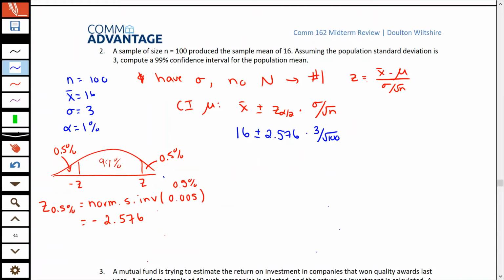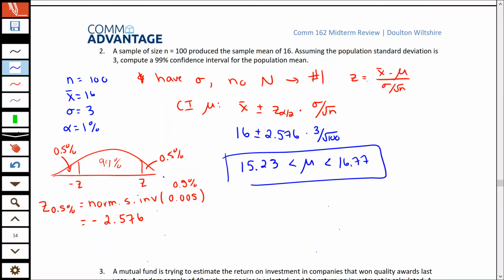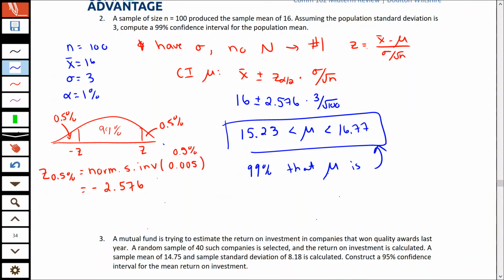And so that confidence interval is going to tell us that we have a 99% chance, right? There's a 99% chance that the real mean is in that interval. So it's not guaranteed, we're not calculating the real mean, but most likely that true mean is somewhere between those two numbers.